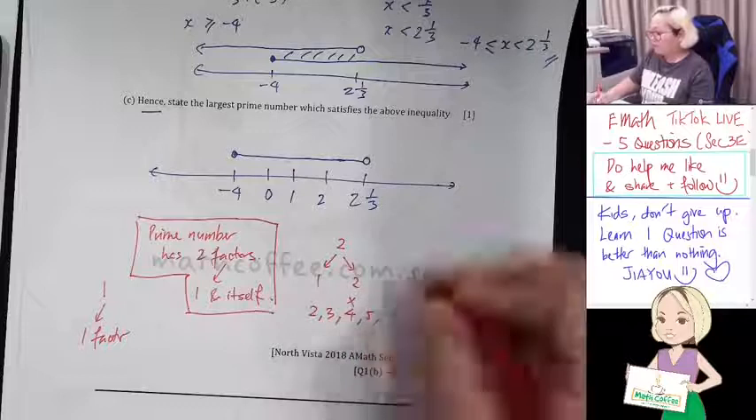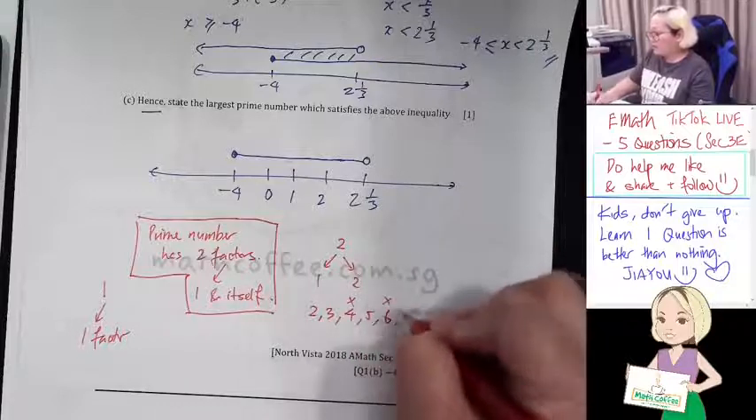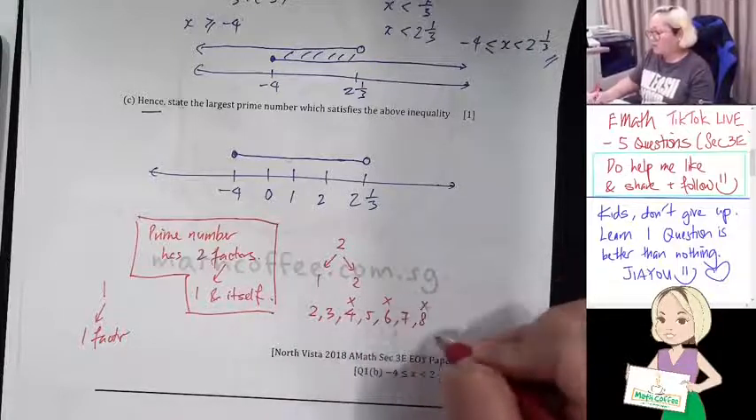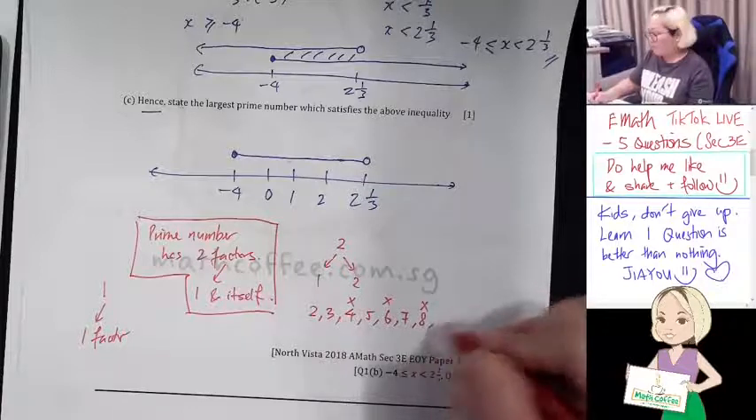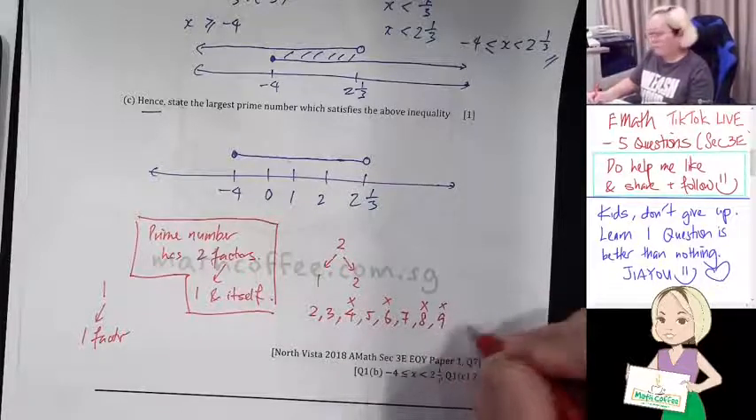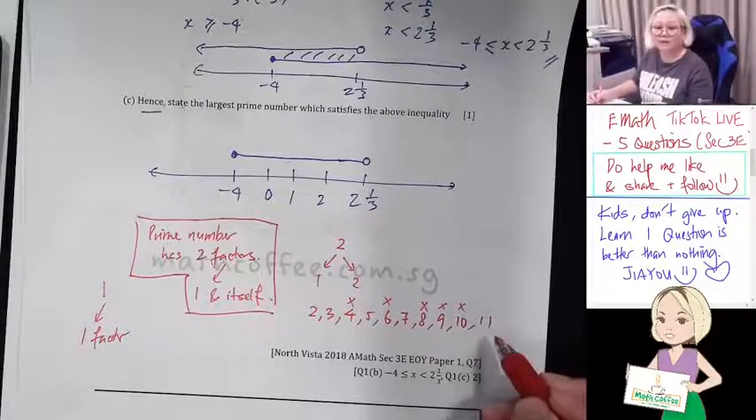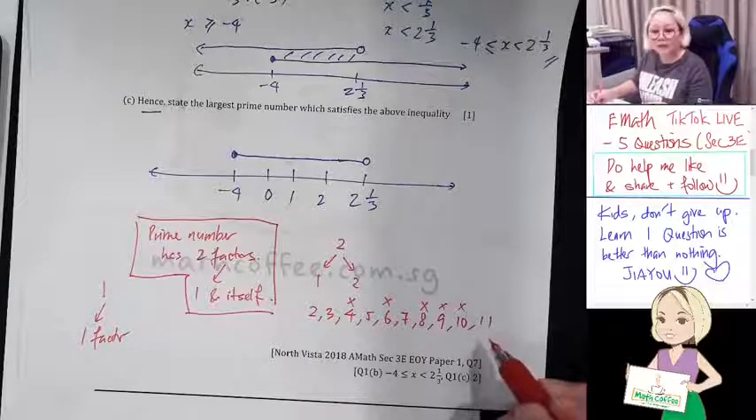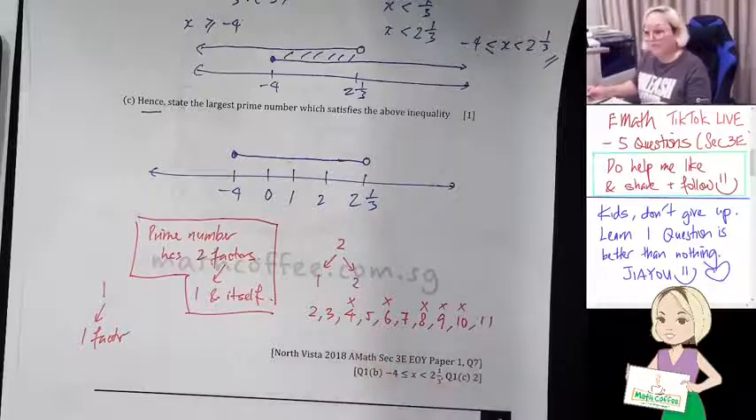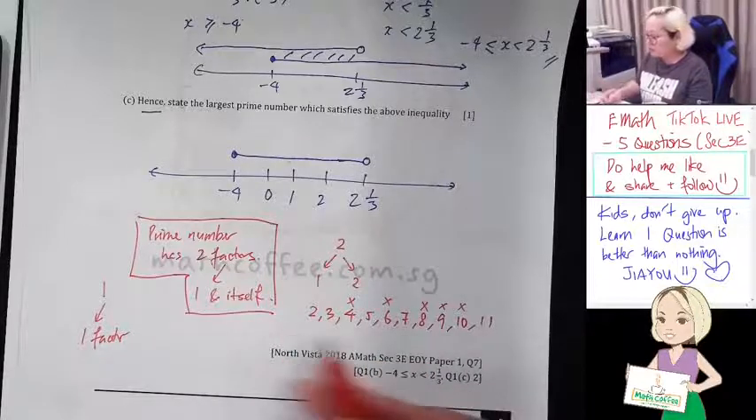So you have 5, 6 is not, you have 7, 8 is not because 8 can divide by 2, can divide by 4. 9 also is not because it can divide by 3. 10 also cannot because it can divide by 2 and 5. 11, yes, because 11 can only divide by 11 and 1, understand? Of course, it will go on and on. So this is a prime number.